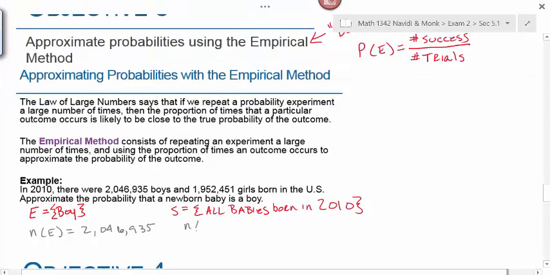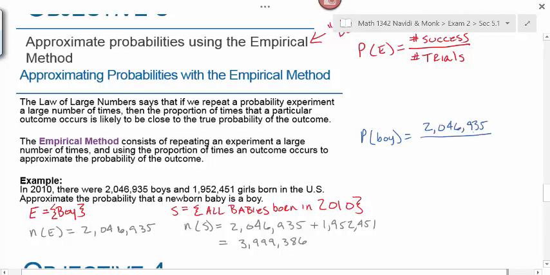How do I find the number of elements in my sample space? Add the boys and girls together. 2,046,935 plus 1,952,451 equals, so the probability that I have a boy is equal to the number of boys divided by the total number of babies born in 2010. When you put that in your calculator, what do you get? Round your answer to 4 decimal places. So that's close to the 50% that we would expect if there's only 2 outcomes, right?